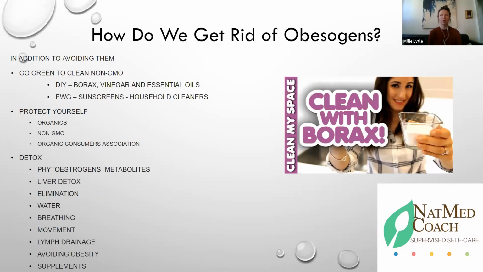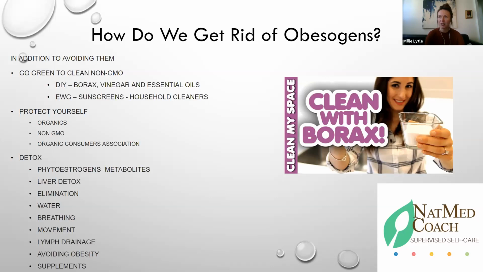And so this is part of the assessment. How do we get rid of these obesogens? Well, we have to avoid them. You have to go green in your home. You have to start making your own, do it yourself. Make your own cleaners out of vinegar, borax, or buy a natural brand. Use essential oils.